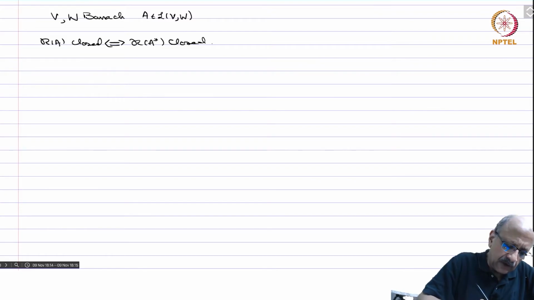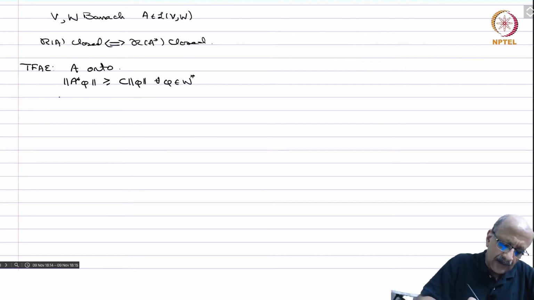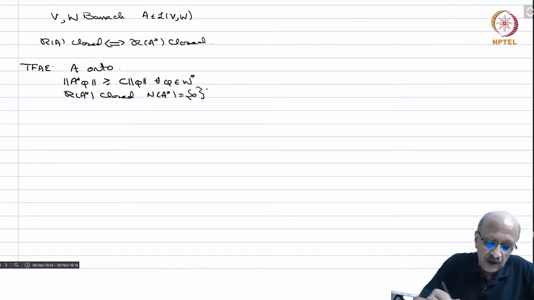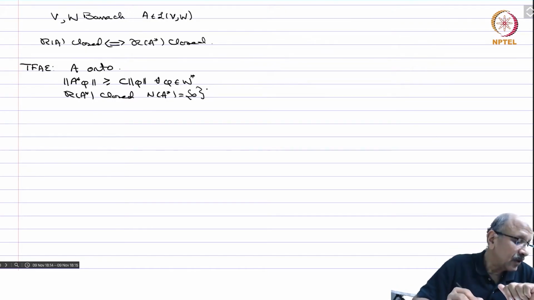And then we had the following result, namely A is onto, and then the norm of A star phi is greater than or equal to C times the norm of phi for every phi in W star, and then the range of A star is closed and the null space of A star is equal to 0. So these are all equivalent to each other, and this is the theorem which we had.